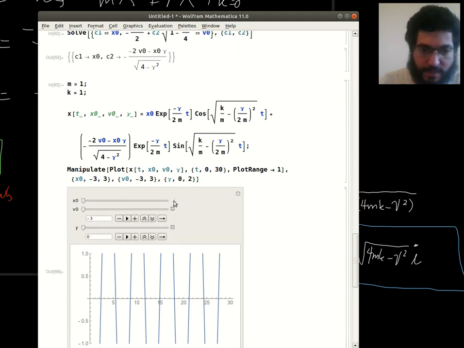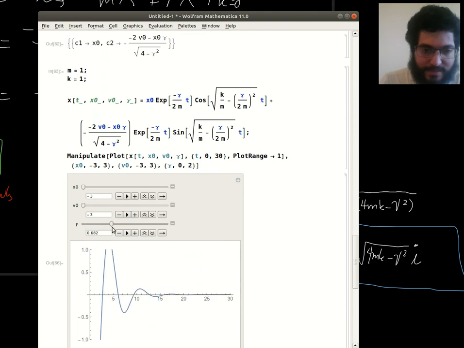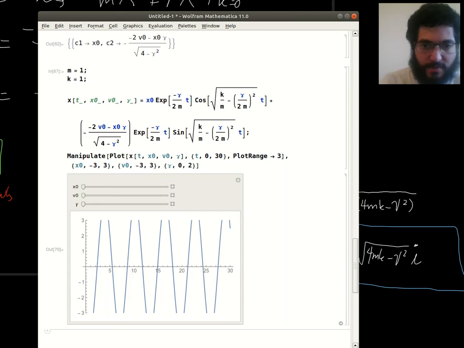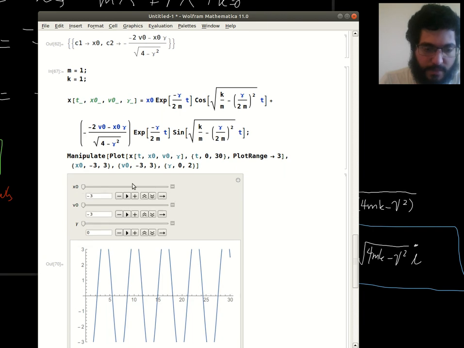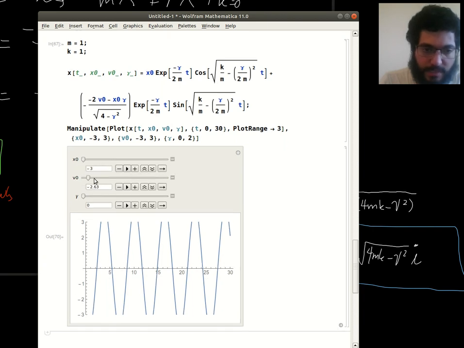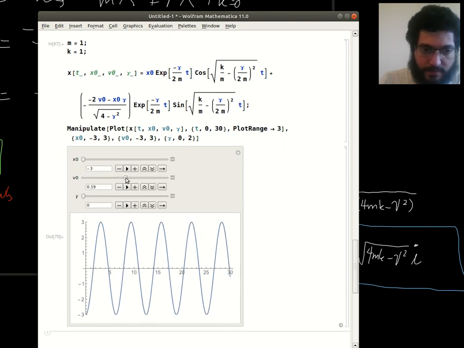So it's starting out looking like that because, okay, let me set my plot range to 3, since I seem to like having x naught vary from 3 to negative 3. Let's set the initial velocity to 0, since that's an easy situation to imagine. That's where you pull the spring away from equilibrium, and then you let go from rest.